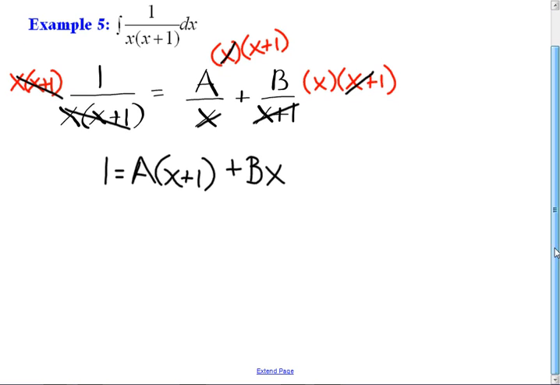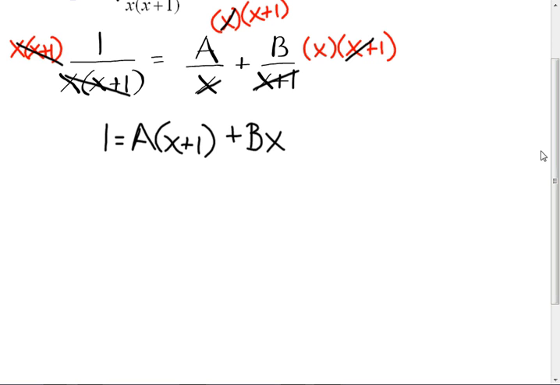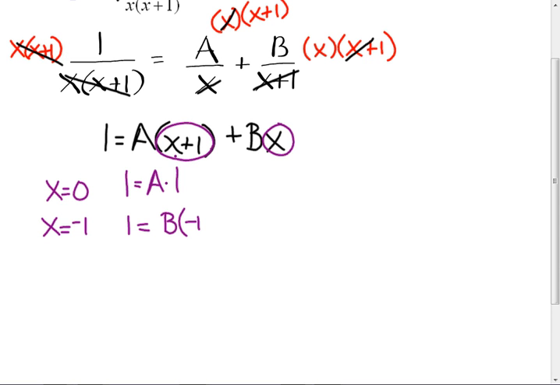Promise. Okay. Now, x could be any number you would like, but we are kind of clever. I can let x be any number. If x is 0, then 1 equals a times 1. I found out a. A is 1. What's the other clever one? Negative 1. I want to make these factors equal to 0. So then I get 1 equals, that's 0, b times negative 1. And it won't collapse unless you get opposite signs.